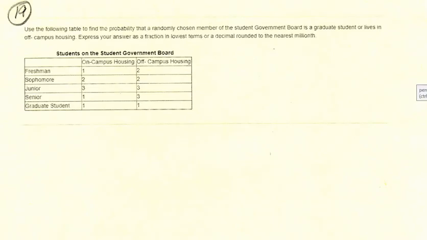Now, for our last one, again, pause it, read it over, see if you can figure it out. Okay, so what I would do is I'd add up these. This is 1, 3, 6, 7, 8. This is 2, 4, and then 6. This is going to be 11. So our total population, our sample space, is 19.